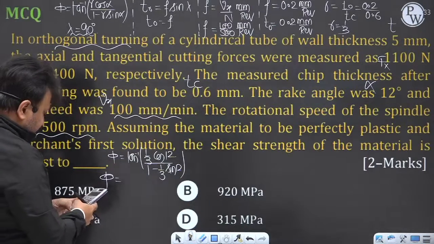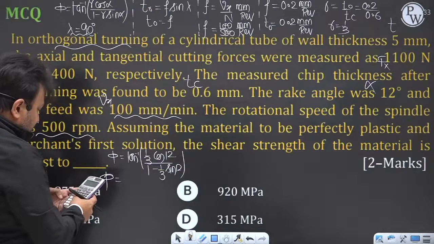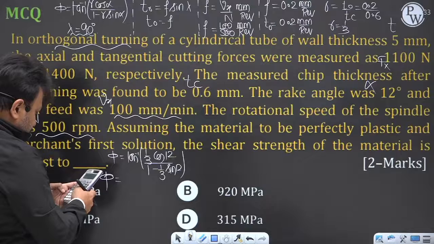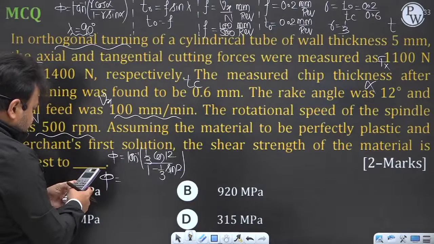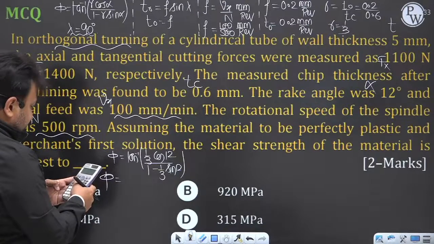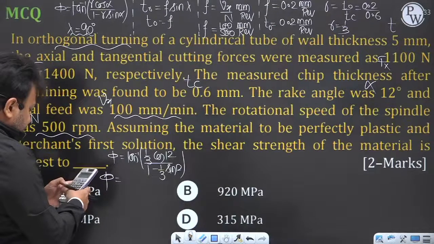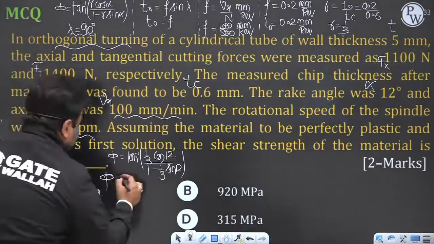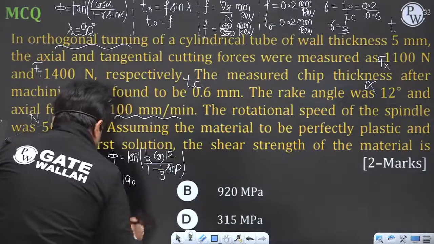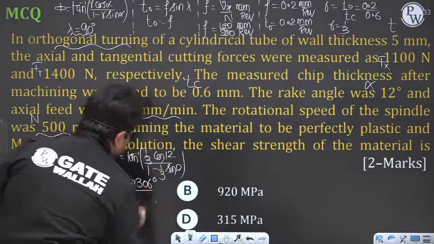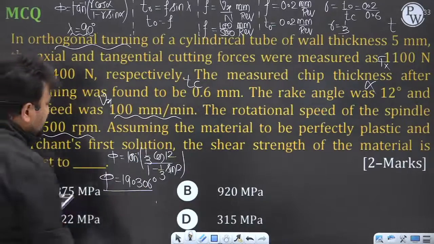Okay, 1 divided by 3. So answer into cos of 12 degree divided by 1 minus answer into sin of 12, shift tan inverse. So here phi will become 19.306 degree.